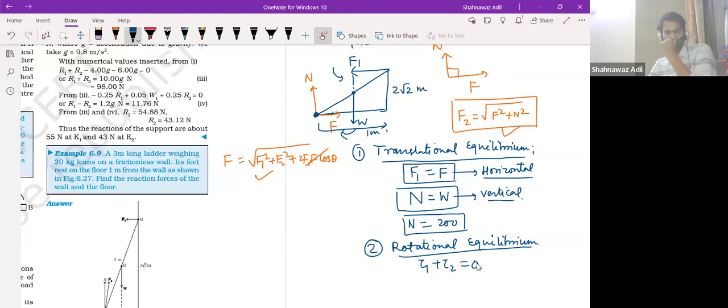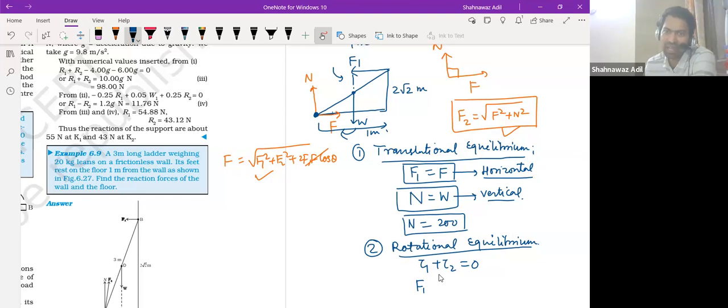What would be the torque, guys? F1 into how much? F1 is F, right? Absolutely correct. F1 into 3. This is 3 meter, right?